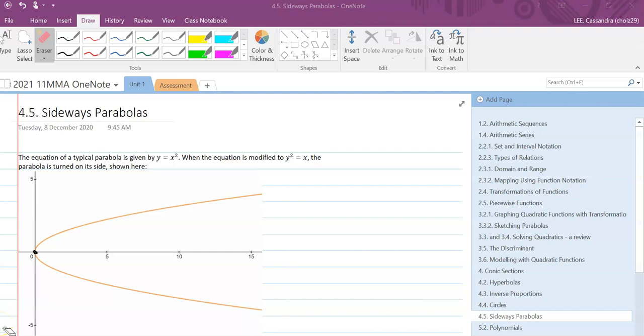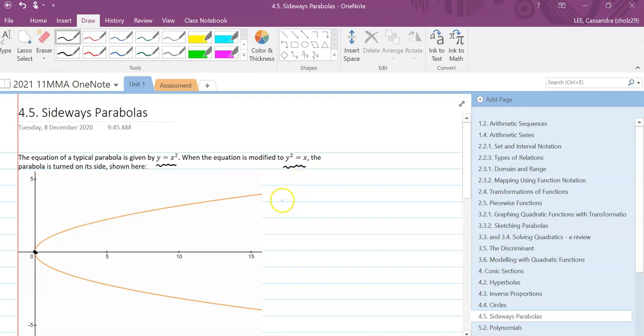Today we are going to be looking at sketching sideways parabolas. So the only difference between our typical parabola and our sideways parabola is our formulas here. Starting off, our normal parabola is given by the formula y is equal to x squared. If we were to turn it sideways, this now becomes y squared is equal to x. That's the only difference from our basic parabola.